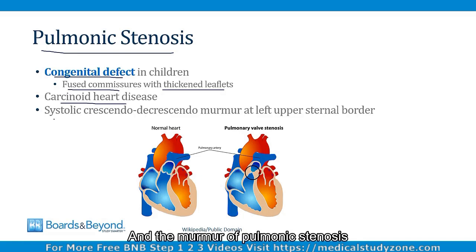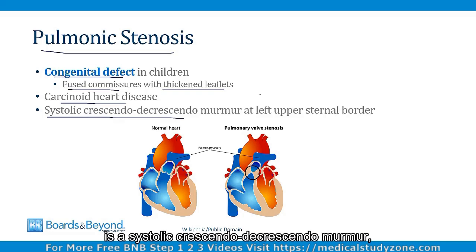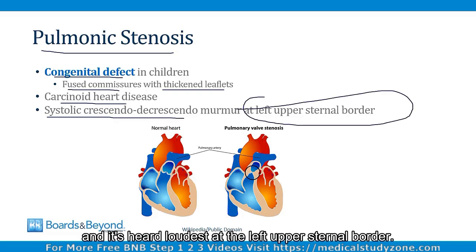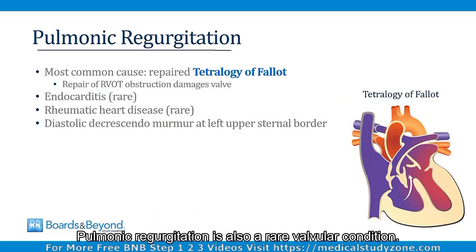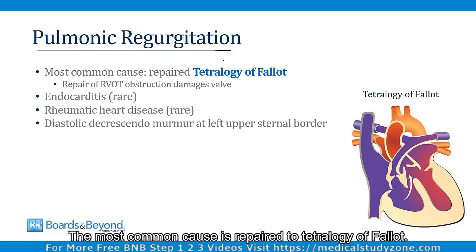And the murmur of pulmonic stenosis sounds just like the murmur of aortic stenosis. It's only heard in a different location. So the murmur of pulmonic stenosis is a systolic crescendo-decrescendo murmur, and it's heard loudest at the left upper sternal border. Pulmonic regurgitation is also a rare valvular condition. The most common cause is repaired tetralogy of Fallot.